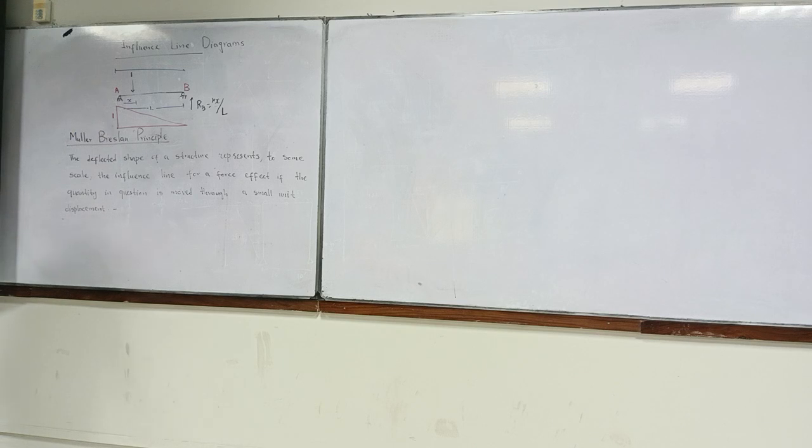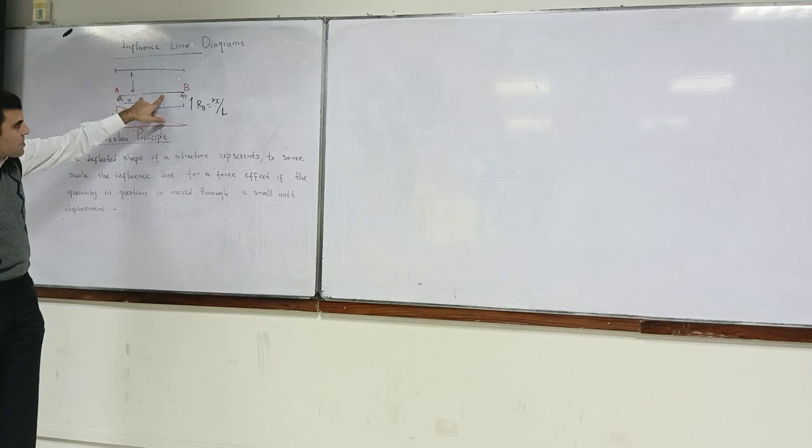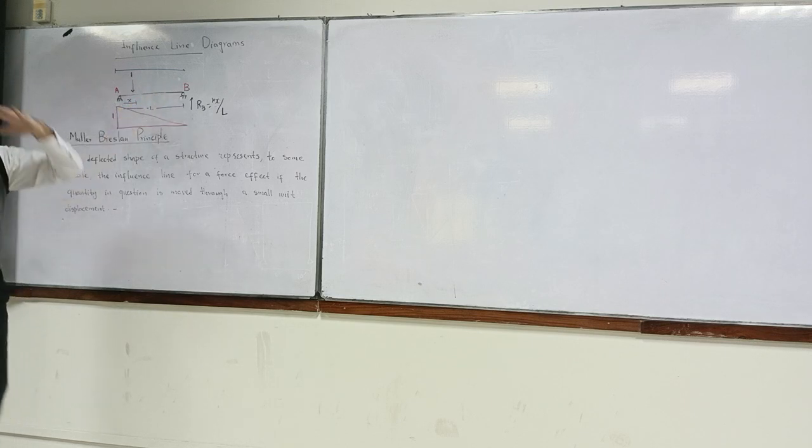So we are interested in finding out the reaction at point A. What we do is remove the restraint at that particular point. So what will happen? From our previous knowledge, we know that this is unstable and it will try to move down. It will try to rotate downwards, but we don't allow it to rotate downward.